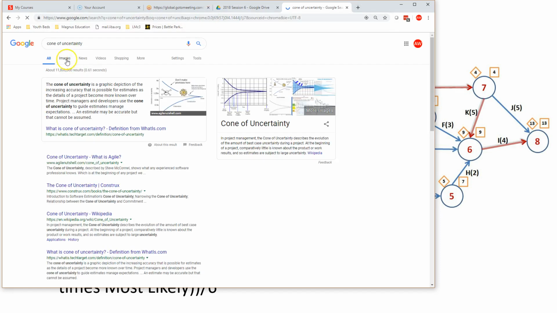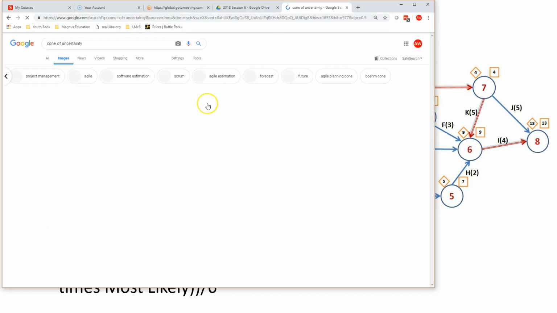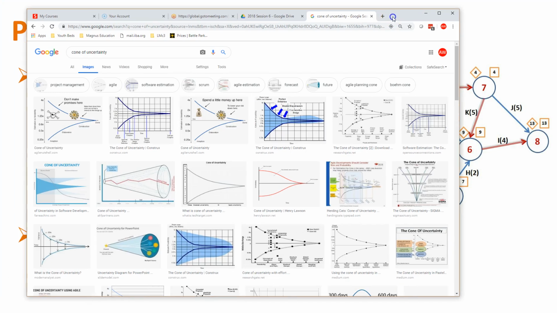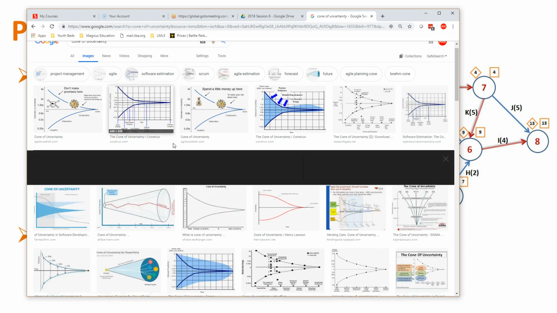Obviously I search for it at times. Okay, so cone of uncertainty. With cone of uncertainty, this is a good one.